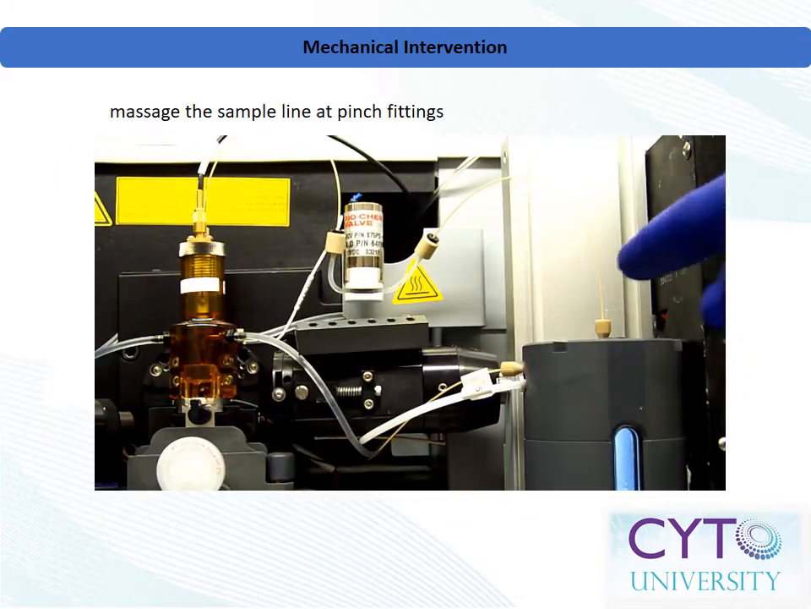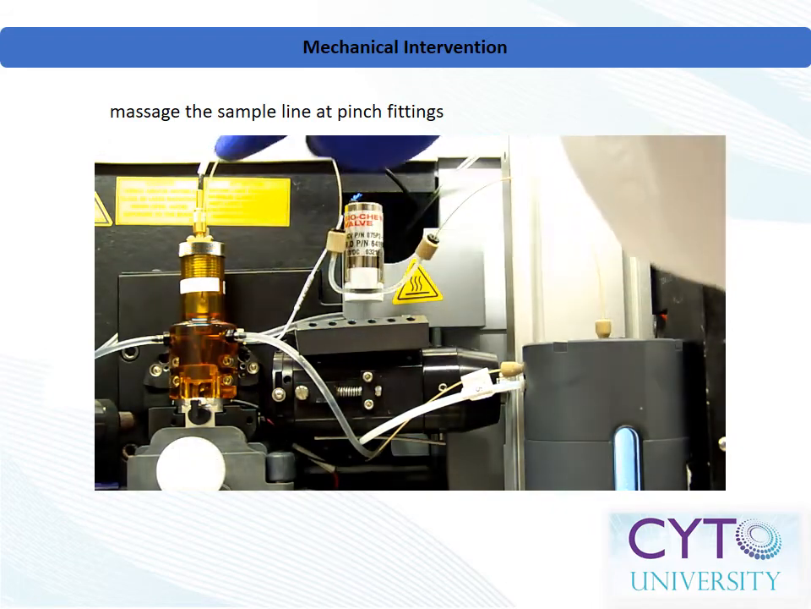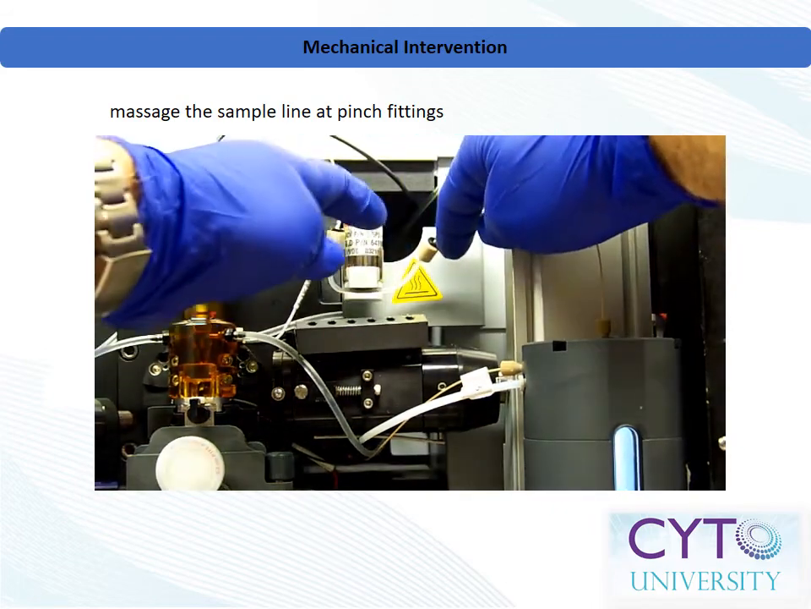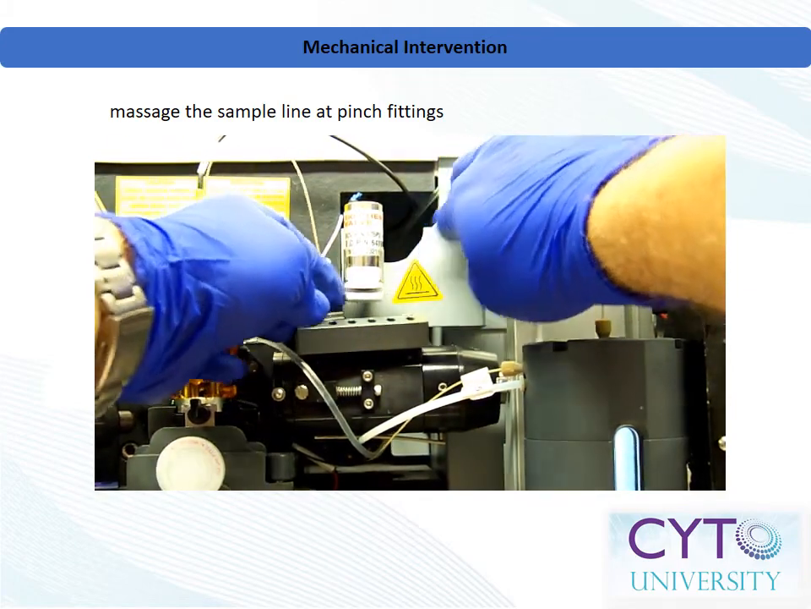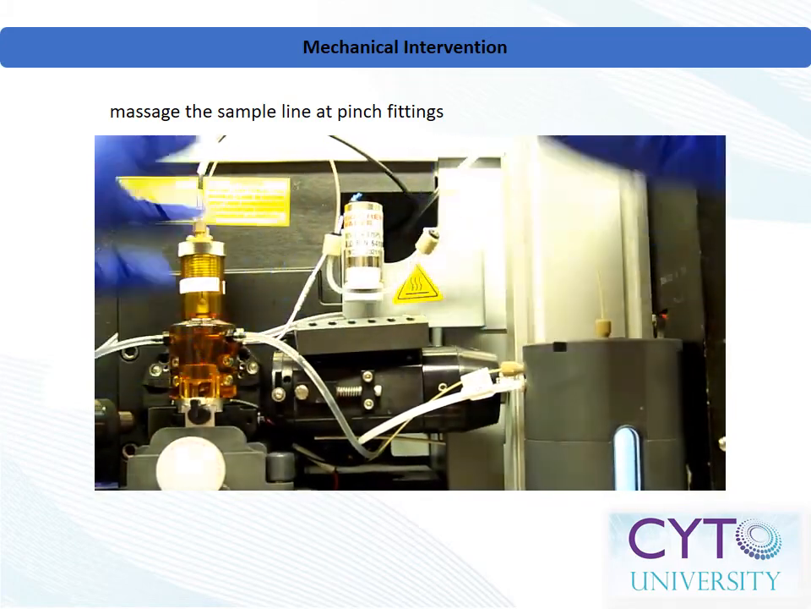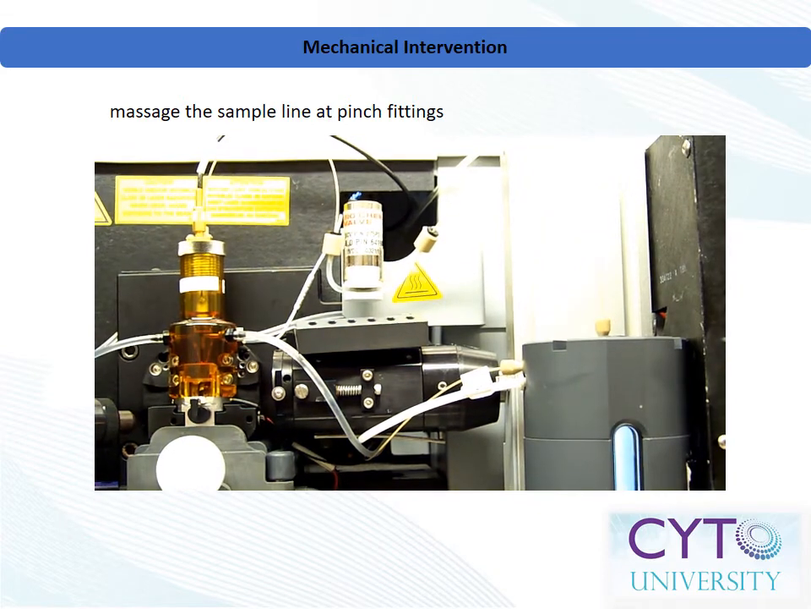On some systems, the entire sample injection line can be replaced in the event of a major clogging event. In this example shown here, sample delivery is controlled by a pinch valve, which may be a point of accumulation for clogs. Prior to replacing the entire line, consider massaging the tubing at the pinch valve in order to release the clog.